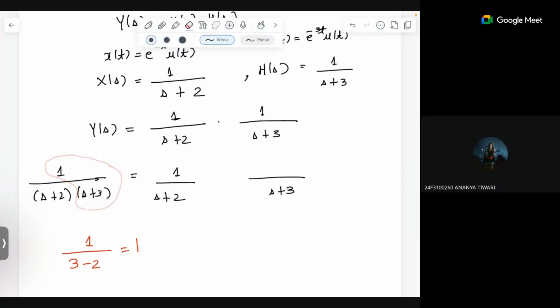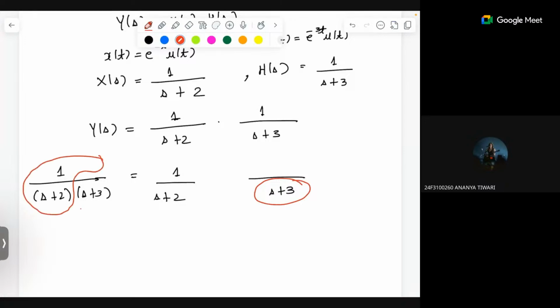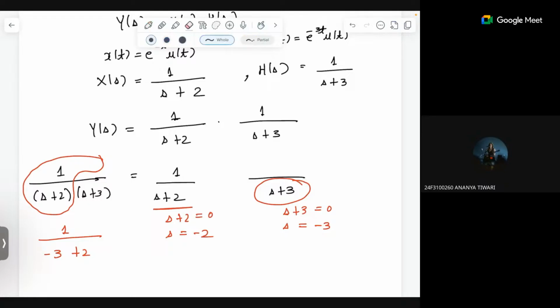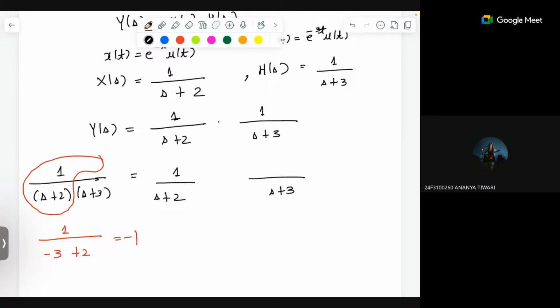Now let us do it for the other one, that is s plus 3. I will ignore the same term and put s is equal to minus 3 in the remaining one. So I have 1 upon minus 3 plus 2. Here s plus 2 equal to 0 gives s is equal to minus 2, and s plus 3 equal to 0 gives s is equal to minus 3. So I put s is equal to minus 3 in this remaining term, and I get minus 1. So here I will have minus 1. Is this clear? Yes, ma'am.